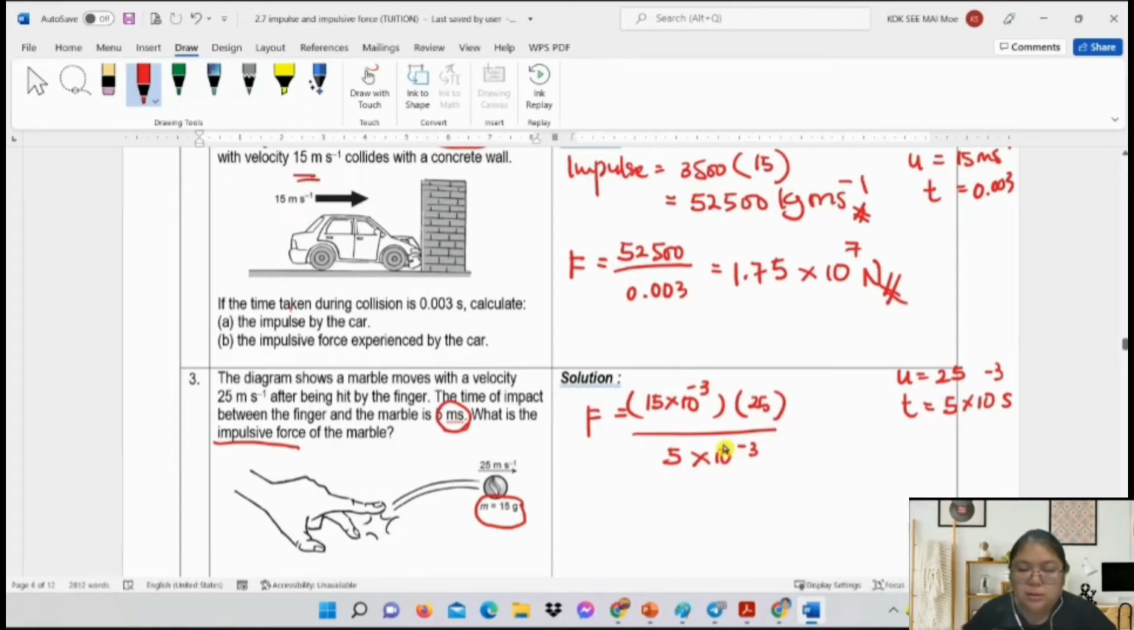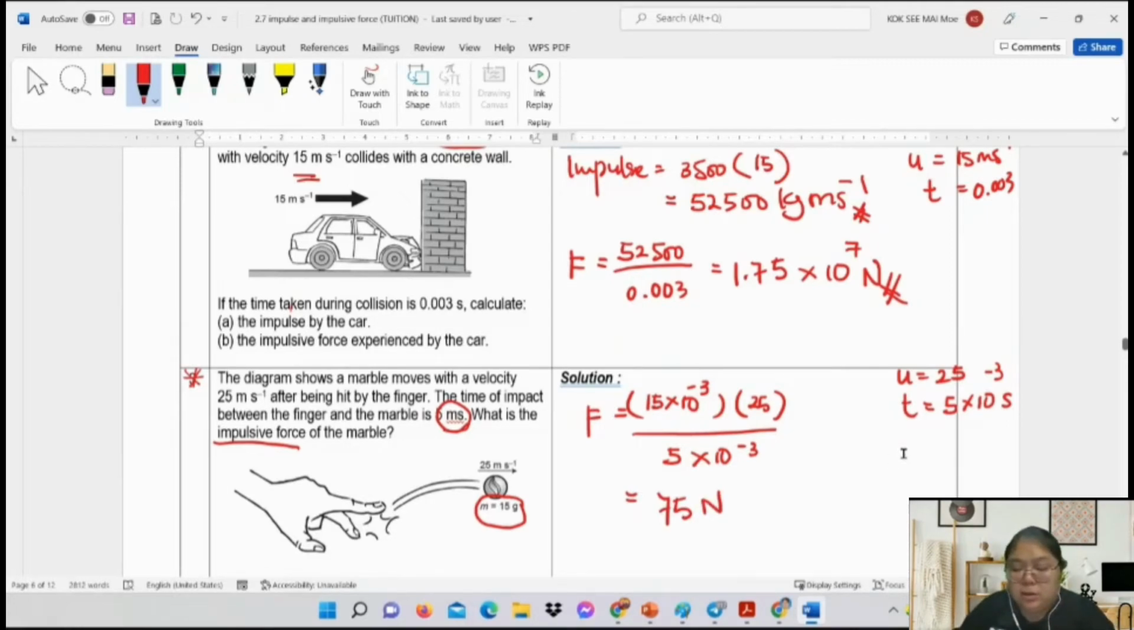Okay, so the final answer. Let's ask Wen Xuan. Tongjian, you get how many? I guess 75. So Wen Xuan, you go and press again on your calculator. 15 times 10 to the -3, you change it to kilograms, multiply 25, then divide by 5 times 10 to the -3. So I can get the full number, exactly 75 Newton.